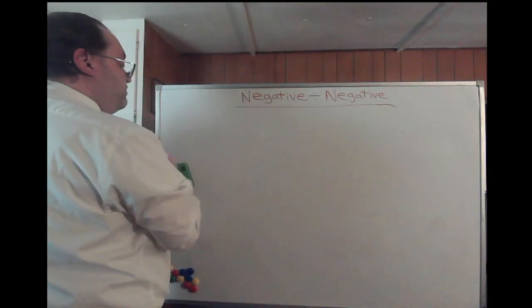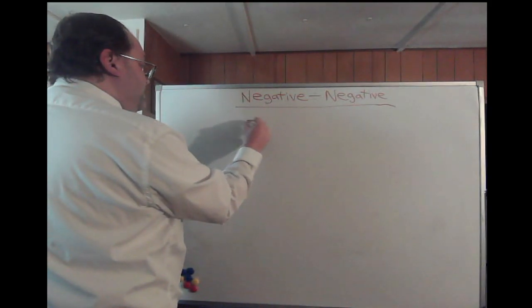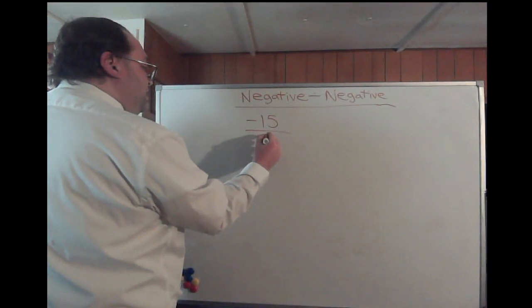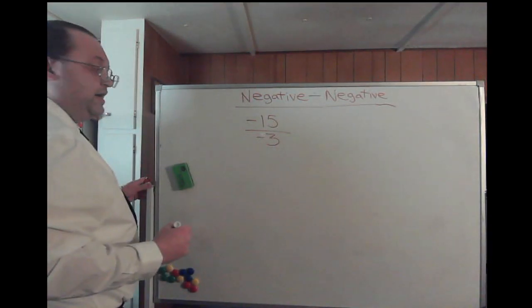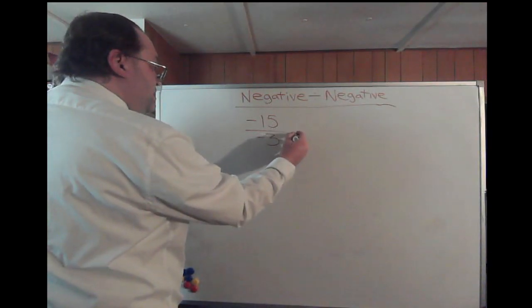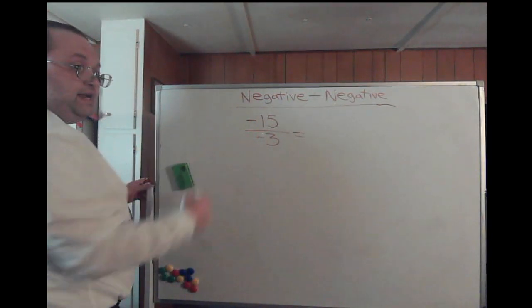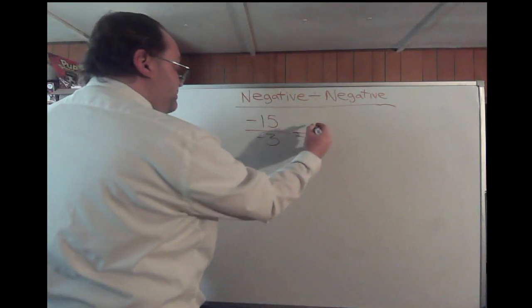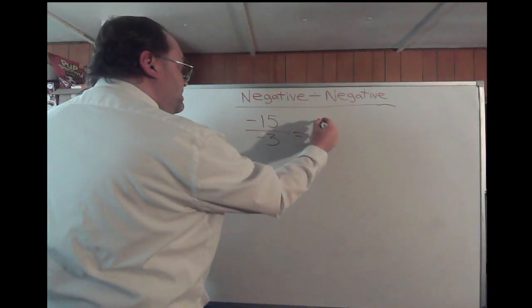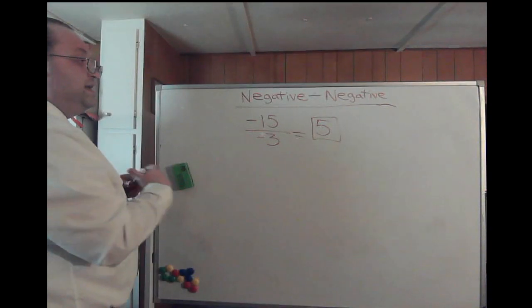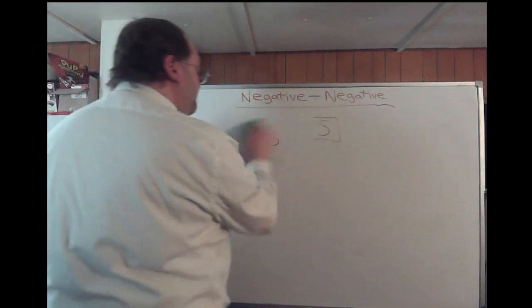So now let's see, we got negative 15 divided by negative 3, right? Well, a negative divided by a negative is a positive. So we just have 15 divided by 3, that's going to be 5. Your answer would be positive 5 when you're dividing a negative by a negative.